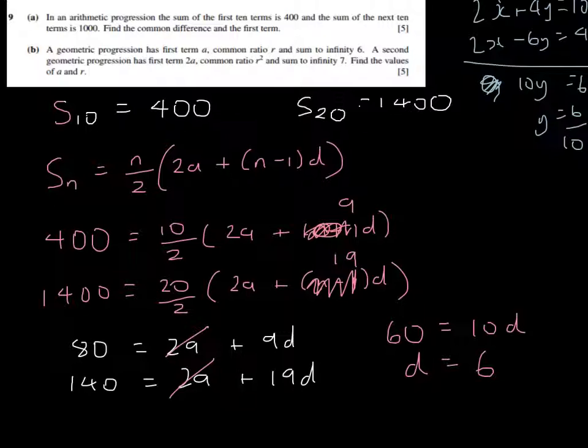So in this case d is 6, and what we need is a. So we can go back and use, let's say, this equation here. If I put in 6 for d, I get 54, since 9 times 6 is 54. If I take 54 away from 80, I'm going to get 26, which means that a must be 13. So I can write that there: a is 13.